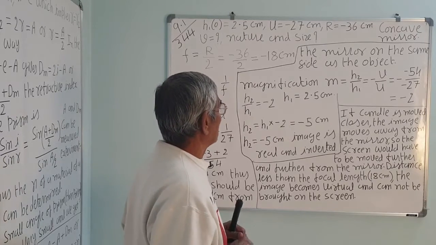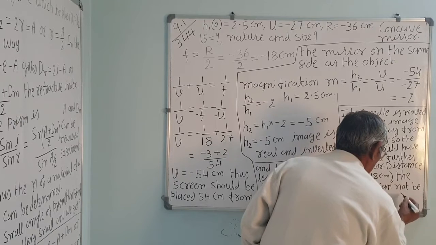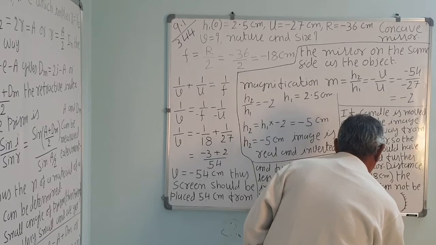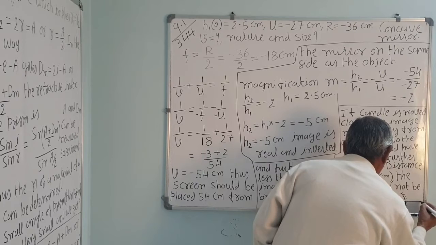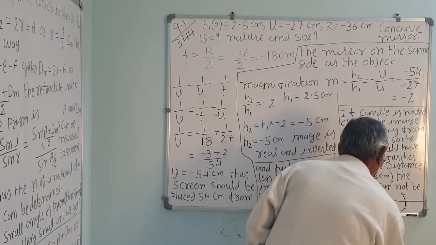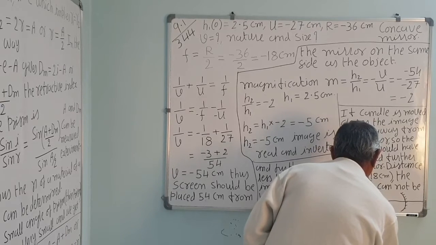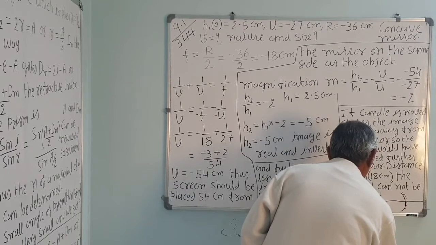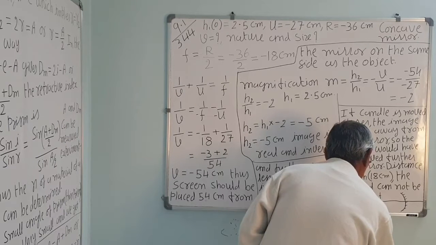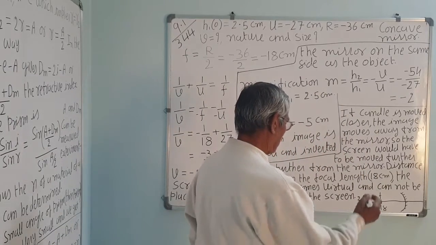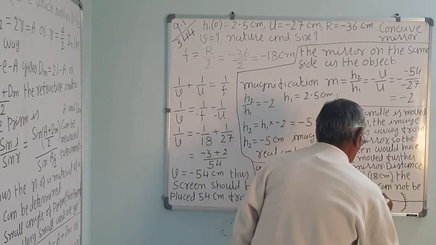So, you should remember this. See, this is concave mirror. This is 18 centimeter, F. This is 2F, 36 centimeter. Here the object is. After that 27 centimeter, correct, and the ray is going like this.